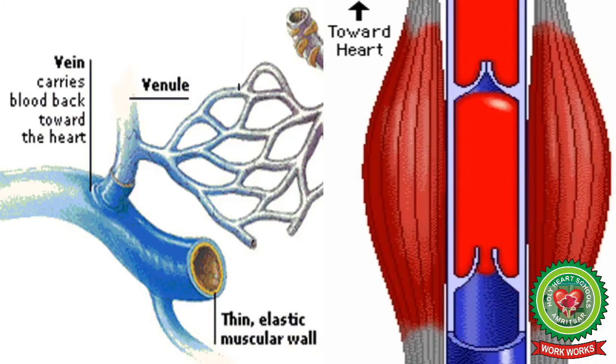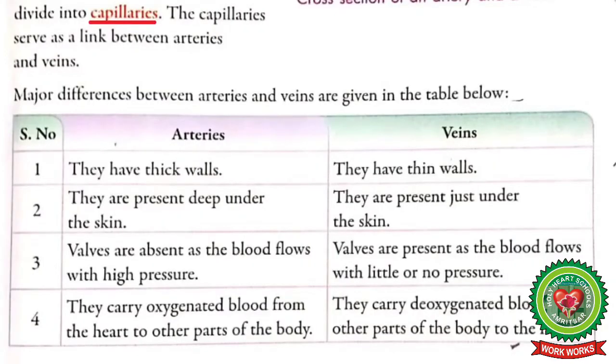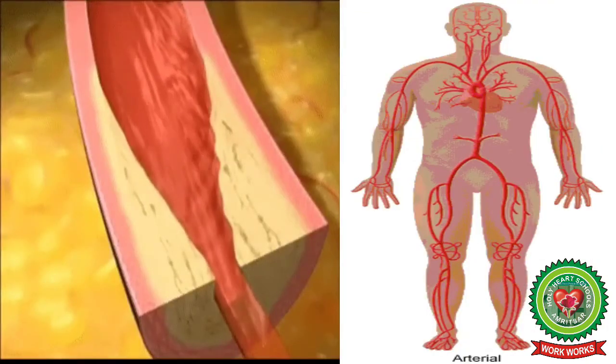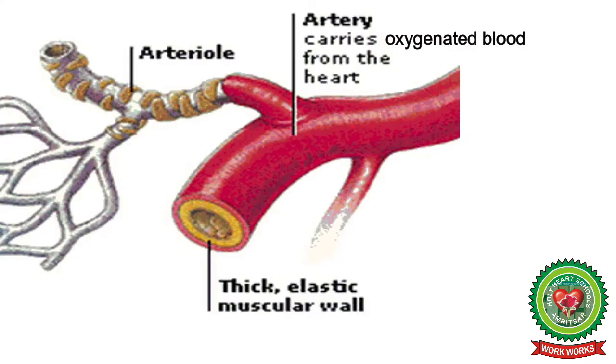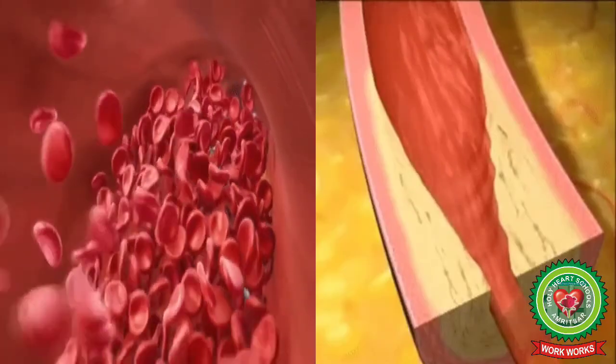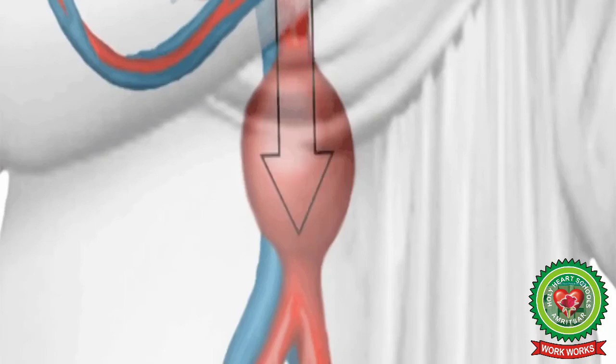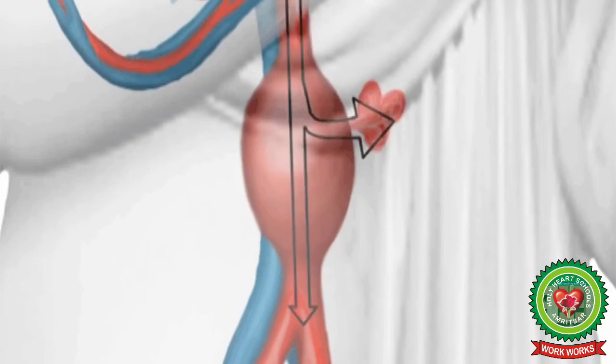And this blood is no longer under pressure, so the walls are thin with valves to ensure that blood flows only in one direction. Now, second point is arteries are present deep under the skin. Students, arteries are present deep under the skin because arteries carry oxygenated blood, and this oxygenated blood flows under high pressure. If arteries are located near to the skin, then there is high possibility of their damage, which could lead to a lot of blood loss.